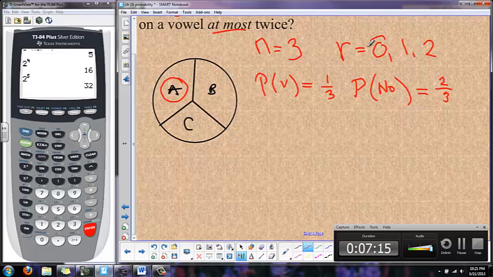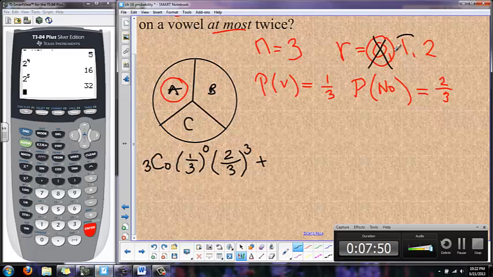So let's just take a look at the 0 first. Forget about the rest of them. I'm going to set up my equation. Let's do 3 choose 0. The probability of success and the probability of failure. How many times do I want to get a vowel? In this case, if my R is 0, I'm going to get 0 vowels. So if I'm spinning it 3 times and I have 0 vowels, that means I'm not going to get a vowel 3 times.